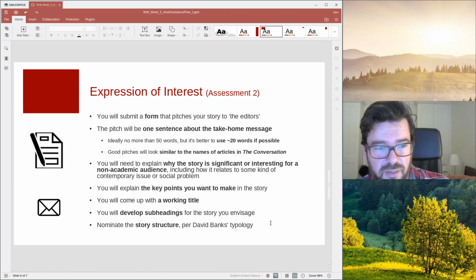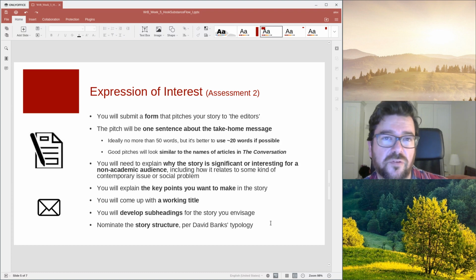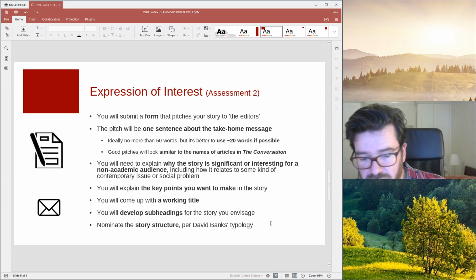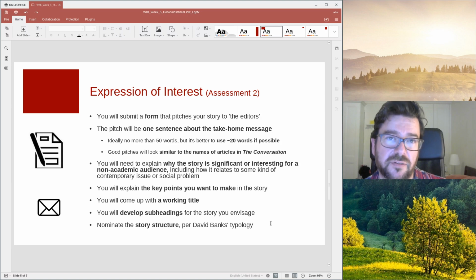The second text box we'll get you to fill out is an explainer of why the story is interesting or timely for a non-academic audience. Why is this something that people should read? That is essentially how you can understand your work there. Explain that.